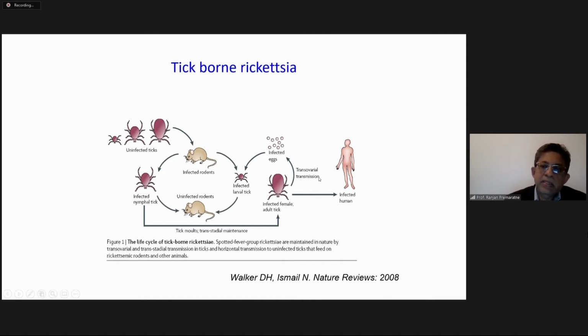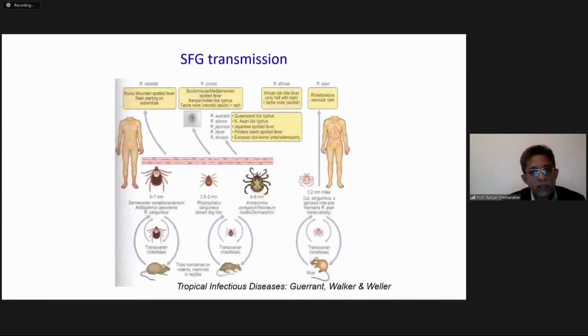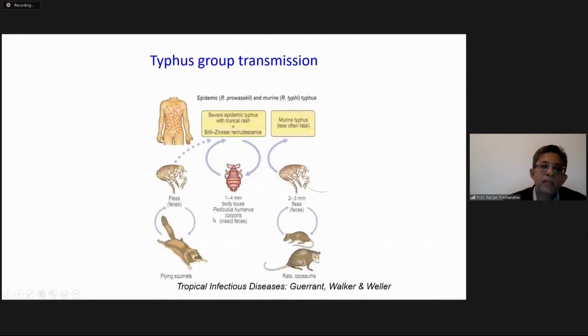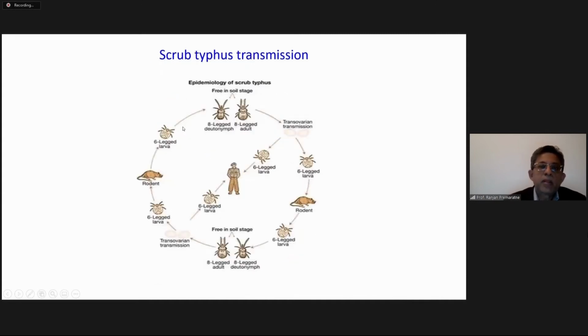So basically, the human is an accidental, dead-end host, because you will not get transmission of rickettsia from humans to any other arthropod or any other vectors. So the various spotted fever groups, again, you will appreciate, are transmitted by ticks, acquiring the organism from wild or domesticated rodents. Right, typhus group similarly, it's the fleas and then the body louse, which will be transmitting accidentally to humans. Then scrub typhus similarly, you get the chigger mites.